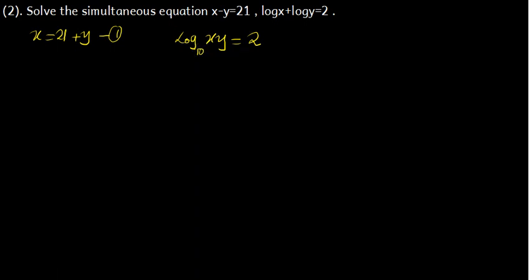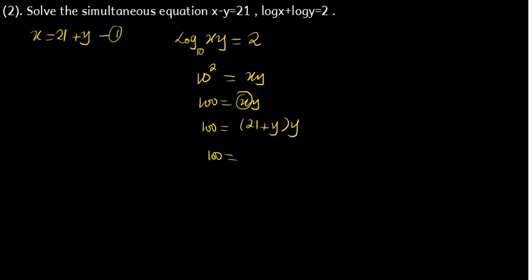Okay, so that means what we have is 10 to the power 2 is equal to xy, and 10 to the power 2, that is 100. So 100 is equal to xy. Well, where there is x, I'm going to substitute 21 plus y. So that is going to be 100 is equal to 21 plus y, and then y. So this will give us 100 is equal to y times 21, that will be 21y, and y times y, that is going to be y squared.